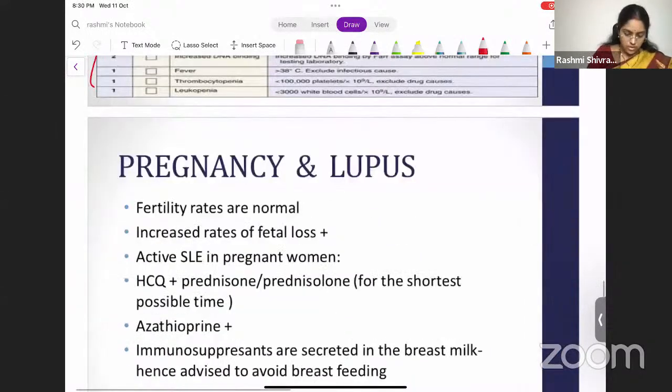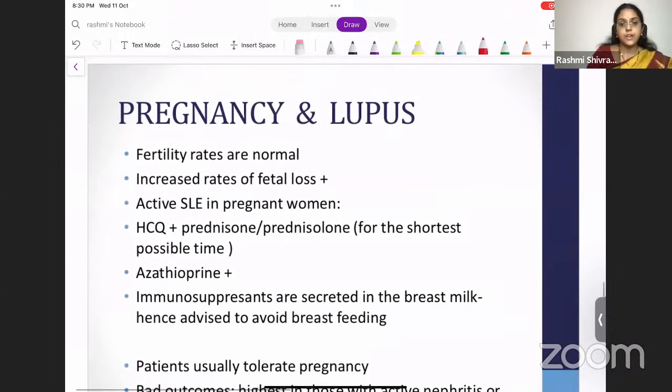So some special situations: pregnancy and lupus. Pregnancy is not a contraindication for patients with lupus nephritis. If you're planning for pregnancy, you just need to modify the drugs accordingly. The fertility rates are quite normal. There is an increased risk of fetal loss, but still pregnancy is quite common in lupus patients, and they usually have a healthy, active pregnancy.